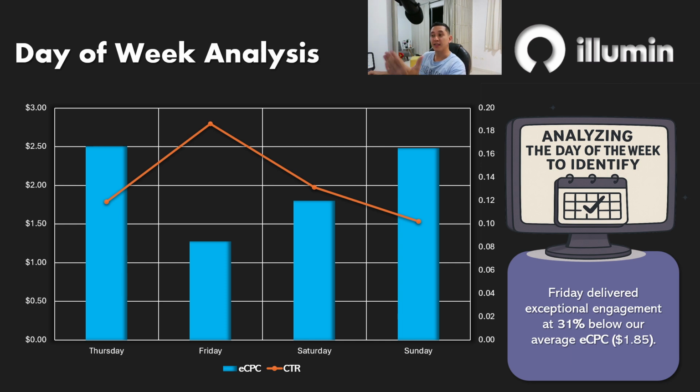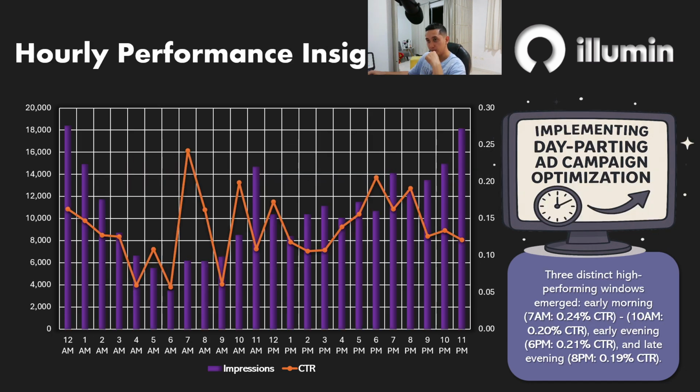But I suggest starting with these modest adjustments to validate performance. So let's move on to the next slide, to another dimension to approach this at the hourly level. Let's see if we can find some patterns.